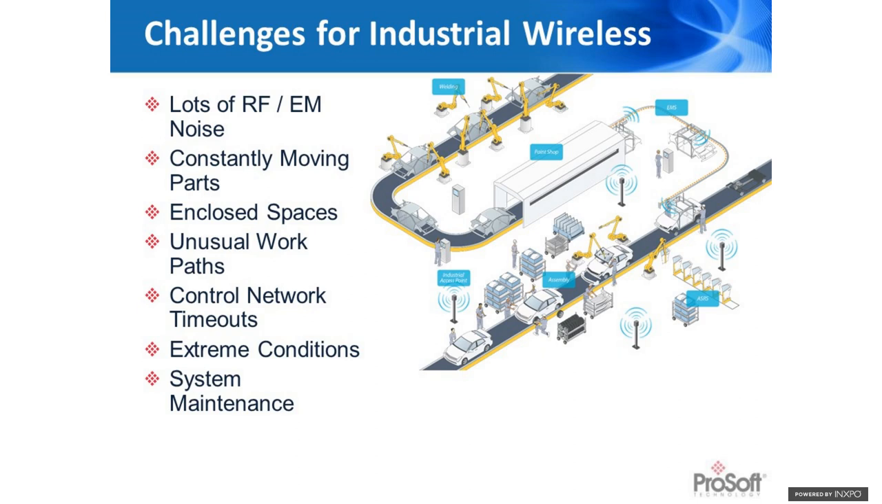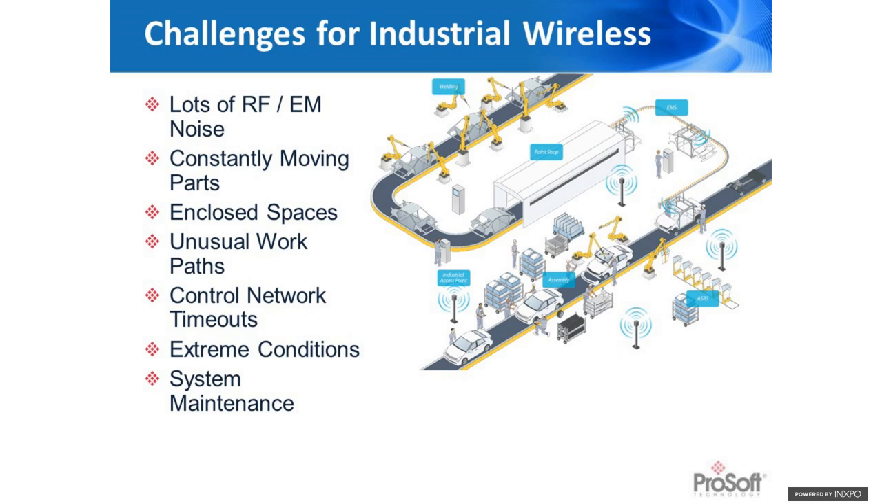We have enclosed spaces that are unique to the industrial world, for example, this paint booth in the middle of an automotive plant. It's more difficult to get communication into these enclosed spaces, so we need ways to deal with that. Unusual work paths. We like to think of a factory as a kind of straight line. Parts come into one end, they get manufactured in a straight line and assembled, and out the other end goes the finished good. But in reality, the manufacturing lines change over time and become much more unusual.